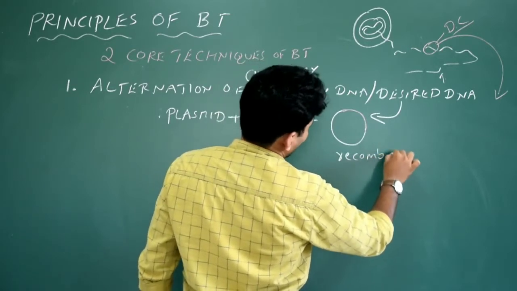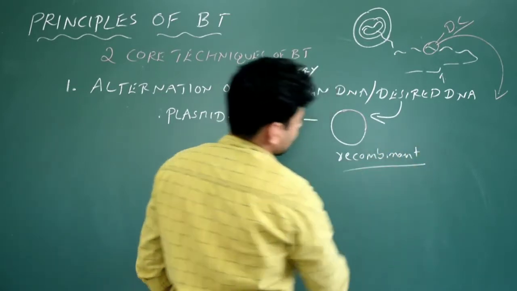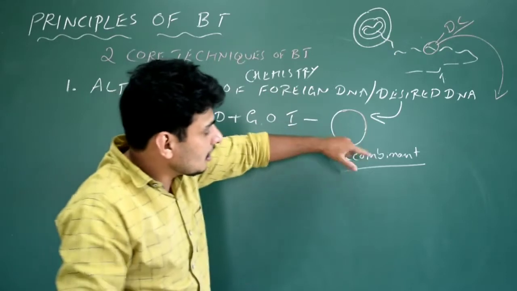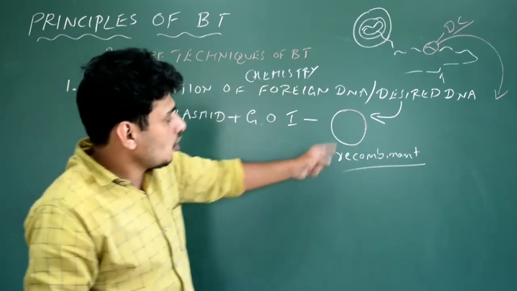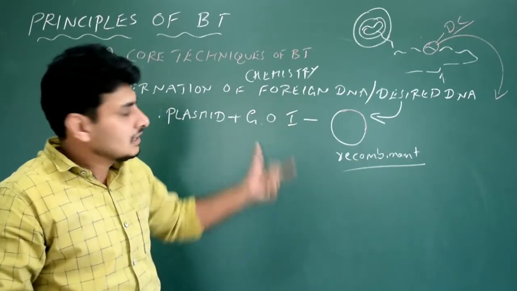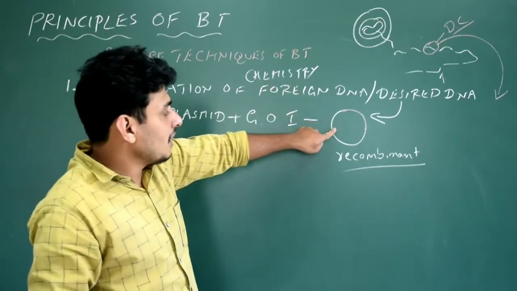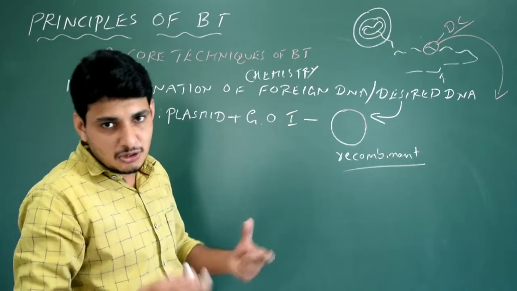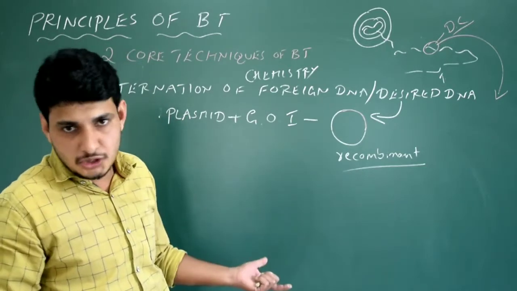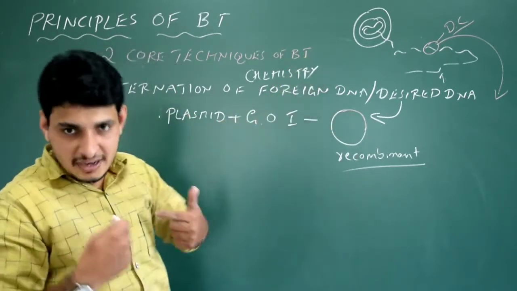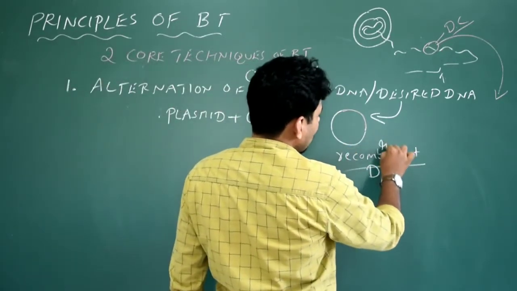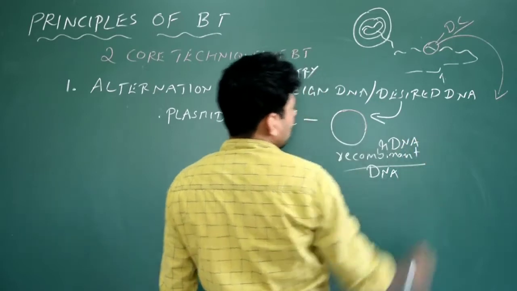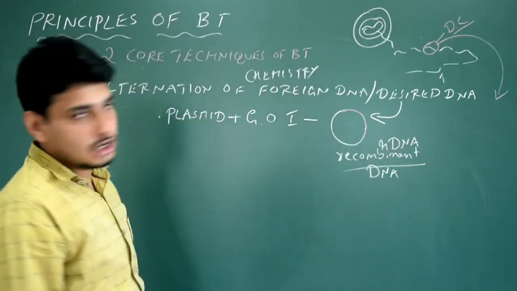What is the meaning of recombinant? Re means a formation of a new DNA. Recombinant. Got it? Combination of two different types of DNA. One is from the bacteria, that is nothing but the plasmid, which has the ability to replicate in any of the host organisms. The other one is the gene of my interest. So this is recombinant DNA, also called rDNA. So that is the construction of recombinant DNA.